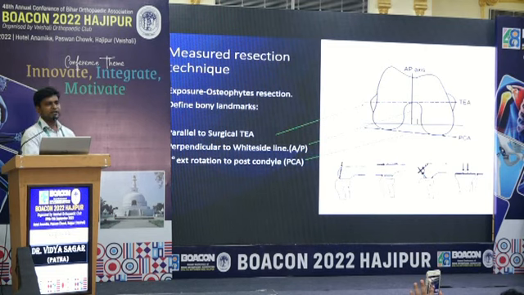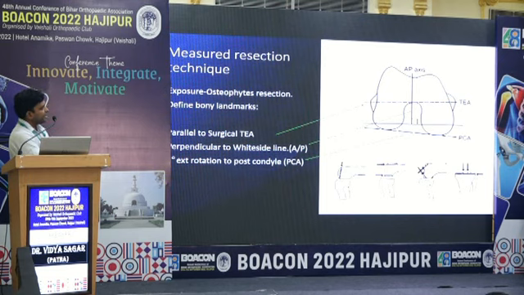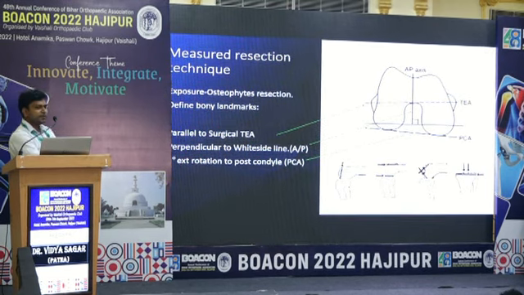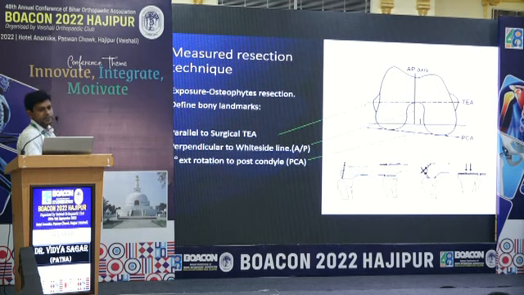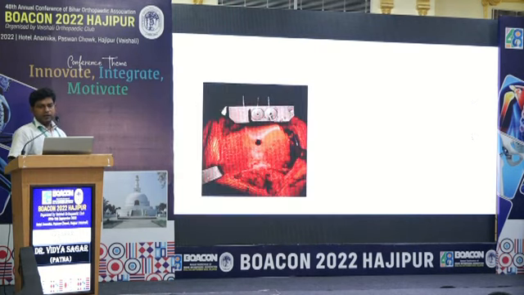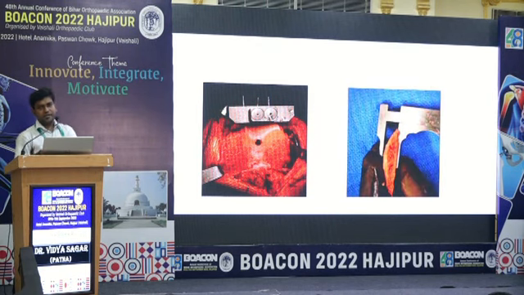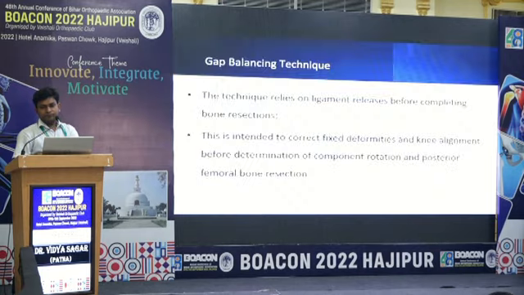One of the landmarks is the transepicondylar axis, but during the operation, sometimes it is difficult to assess the transepicondylar axis. Another one is Whiteside's line, which is 90 degrees perpendicular to the transepicondylar axis. Third one is the posterior condylar axis. Sometimes when 3 degrees of external rotation is made, it goes perpendicular to the transepicondylar axis. Now, when the distal femoral cut is taken, it can be measured, like 9 mm or something like that.